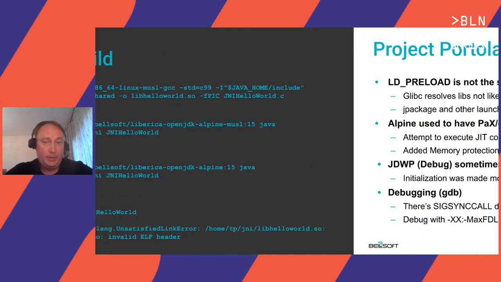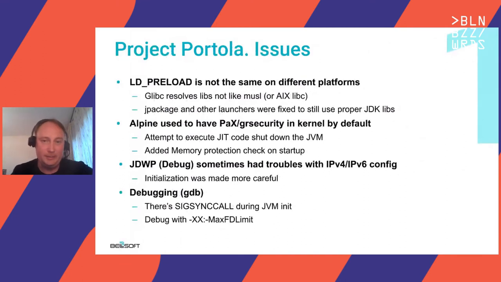So there were interesting issues during the work of making the port official. Some may be faced by a regular developer, like LD_PRELOAD, for example, which on different systems resolves not full paths but short paths in different ways. And that happens on C libraries other than glibc and musl, for example, in the AIX environment. Some interesting hooks were related to older functionality with security in the kernel that was built for Alpine. If you take newer kernels, that's not a problem.